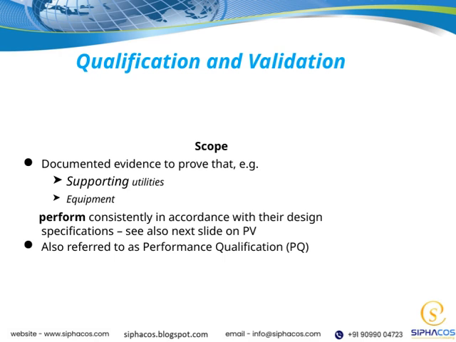This scope covers both the qualification and validation activities, making sure that each piece of equipment and utility can perform its role effectively. When we talk about supporting utilities and equipment, we're referring to the systems and devices that support our manufacturing processes and must operate consistently over time. In the next slide, we'll dive deeper into the specifics of process validation, PV, which complements these efforts by focusing on the actual process performance. So, in summary, having clear documented evidence for these elements helps us maintain high standards and ensures compliance, ultimately supporting the quality and safety of our products.